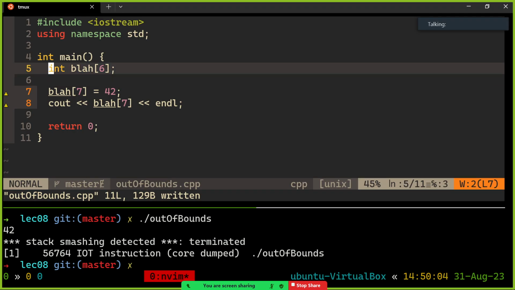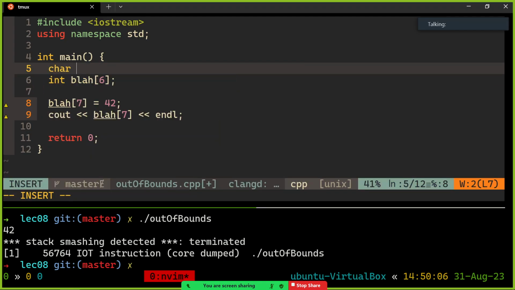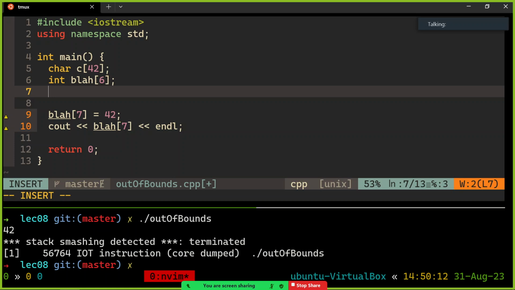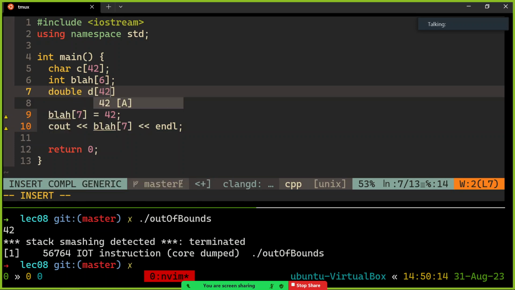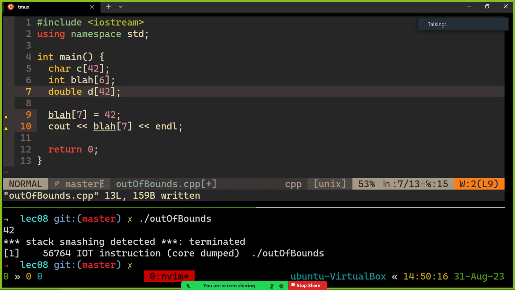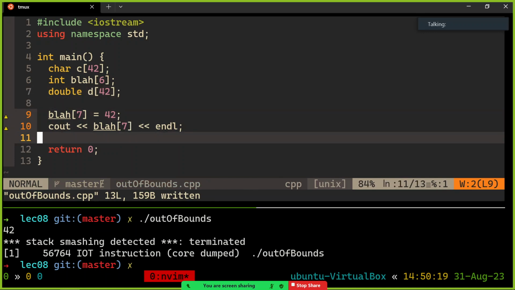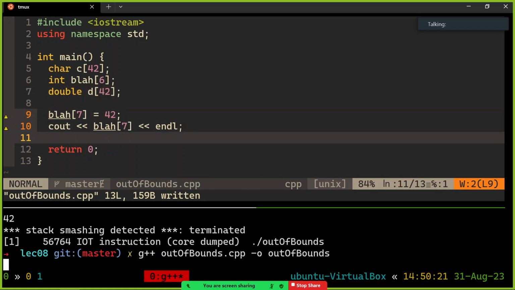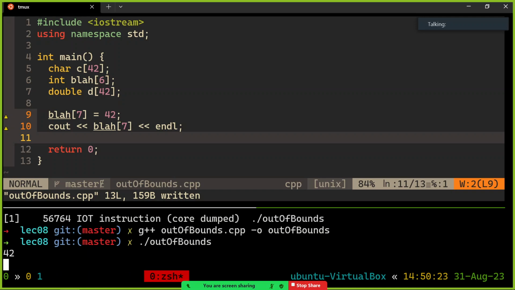But oh man, do I have something to show you. Let me wrap blah around some stuff. Let me make an array of 42 characters, and let me make an array of 42 doubles wrapped around blah. Ooh. And now let me recompile and rerun. 42. Program ends just fine. It's happy.